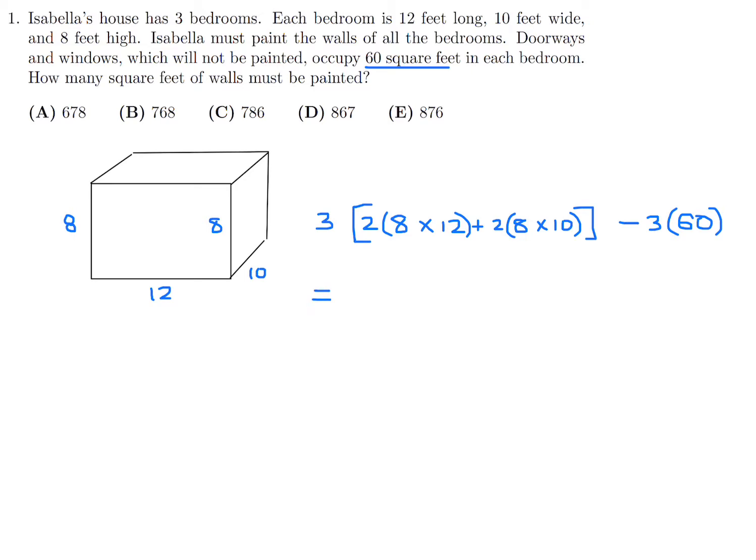So this is the mathematical equation that will allow us to figure out the total square feet that must be painted. This looks like 3 times 192 plus 160 and minus 180. And that will total 876. So number 1, the answer is E.